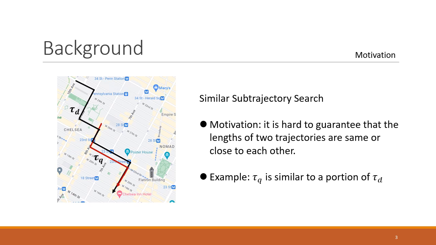To illustrate this point, let's consider the two trajectories shown in the slide: the data trajectory tau d and the query trajectory tau q. When we look at the trajectories as a whole, they don't appear to be very similar. However, it turns out that tau q is actually similar to a specific portion of tau d. This is where the problem of similar subtrajectory search comes in. It involves finding the most similar portion of tau d for a given tau q.